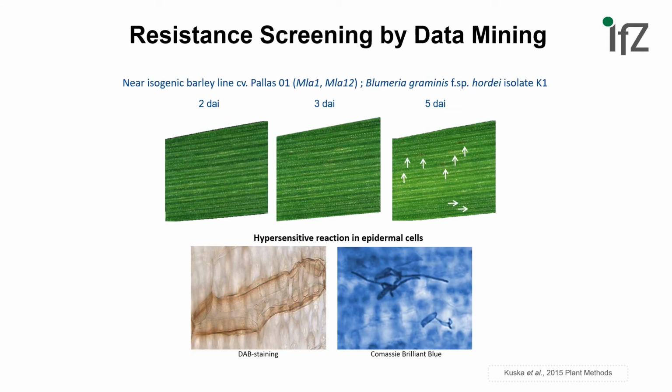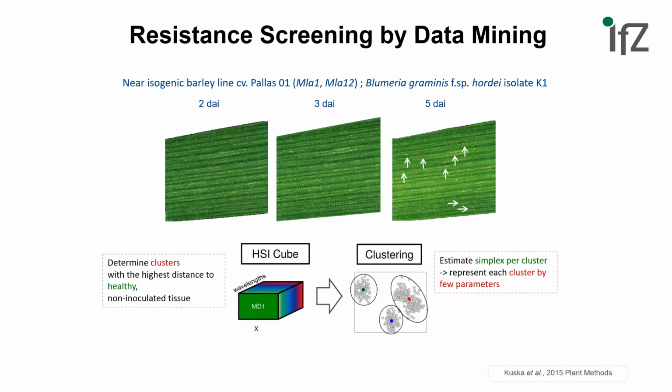A little bit more challenging is a resistance screening of the hypersensitive reaction, because this is also a very tiny reaction on a cellular level. And here we also worked with hyperspectral imaging, and made images of the barley tissue at different time points, and we applied a data-driven approach on the data to identify the lesions which are nearly not visible by the human eye.